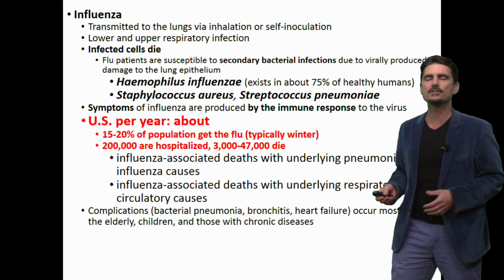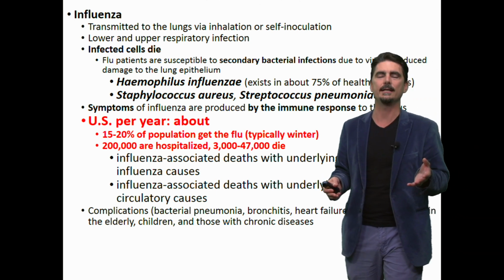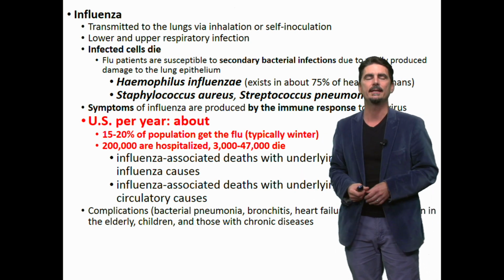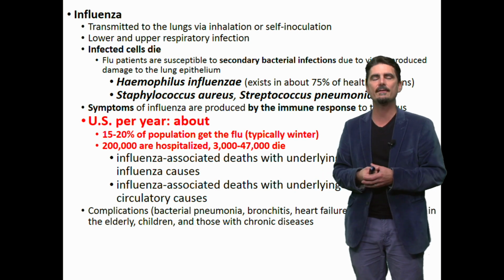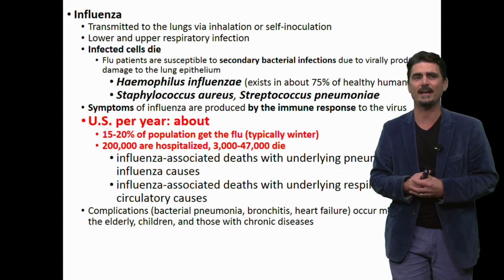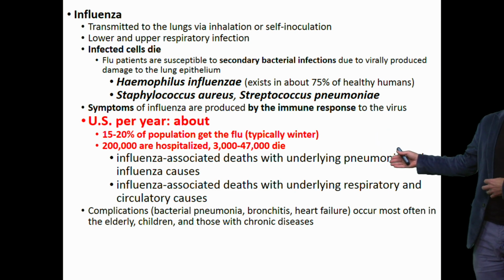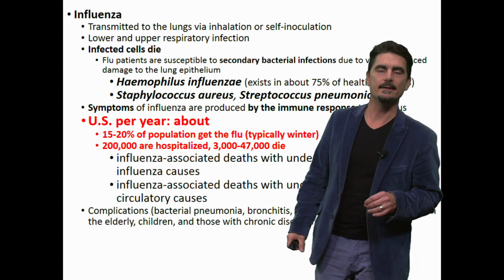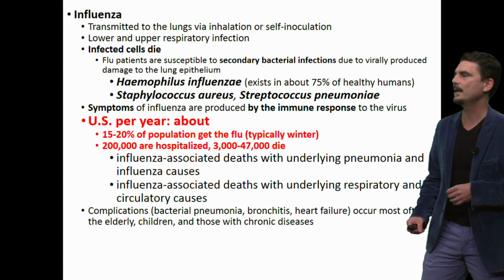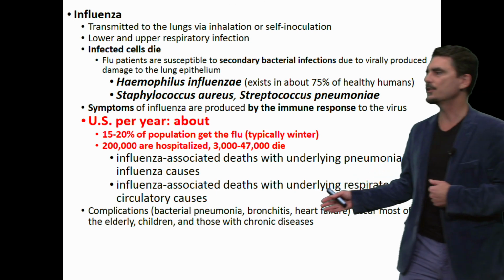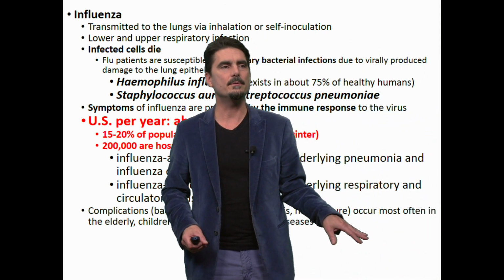And the thing about influenza as nurses, right, this can be quite debilitating. There's 200,000 hospitalizations every year approximately. And between 3,000 and 47,000 people die in the United States every year from just kind of run-of-the-mill seasonal infections, okay? A lot of the deaths are due to pneumonia and or influenza causes. So what you'll see often is P&I for pneumonia and influenza, okay? And other people die because they have underlying respiratory and circulatory causes. And so complications can occur.